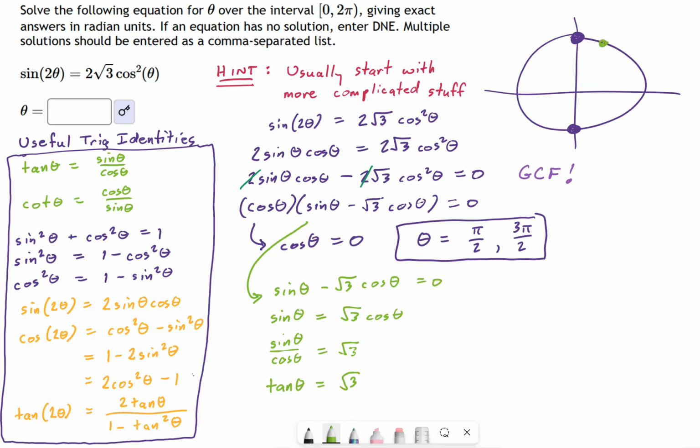So where is tangent of theta equal to radical 3? Remember, there's 2 places on your unit circle. They're both close to the y-axis. So we have 2 more answers here. Theta equals, let's see, that looks like pi over 3. And what's the other one? 4 pi over 3. Okay. So in total, we have 4 answers.